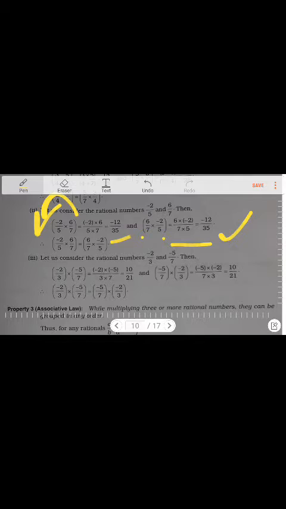Students, if you see below, there is a third example, that is, let us consider the rational numbers minus 2 by 3 and minus 5 by 7. If you watch, minus 2 by 3 into minus 5 by 7 is done over here, and at the top there are both minus signs, so minus 2 into minus 5 has been multiplied and it became 10, and 3 into 7 has been multiplied and it became 21.